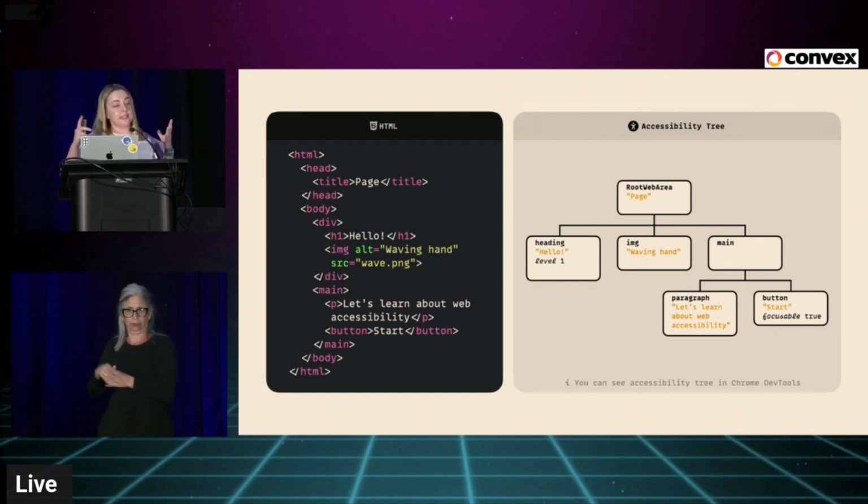Now, this accessibility tree gets exposed to assistive technology, like a screen reader, and will be used to navigate the page. Let's see what that might look like.